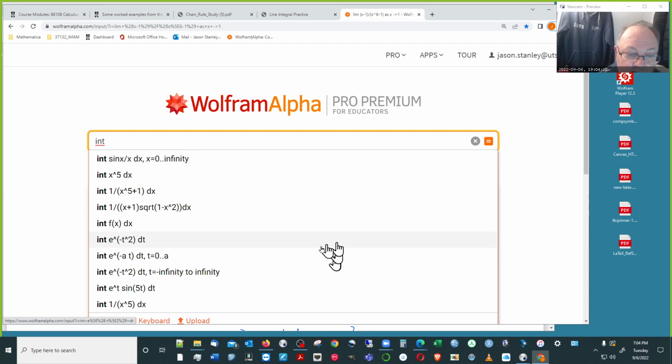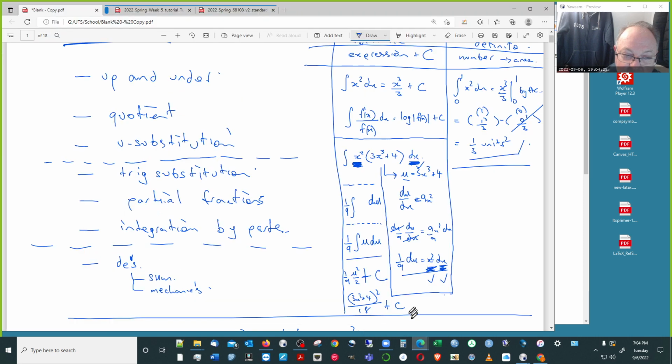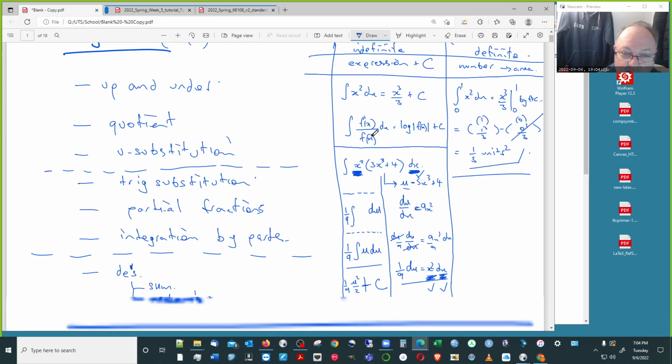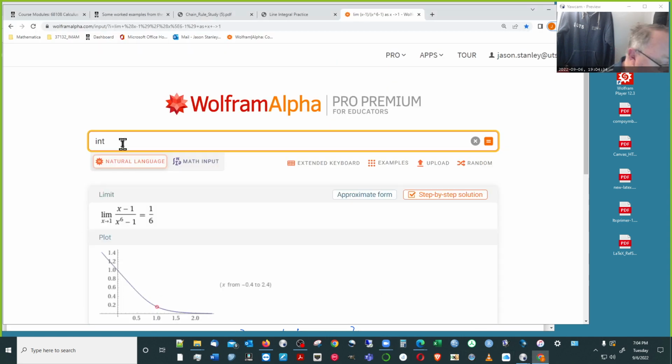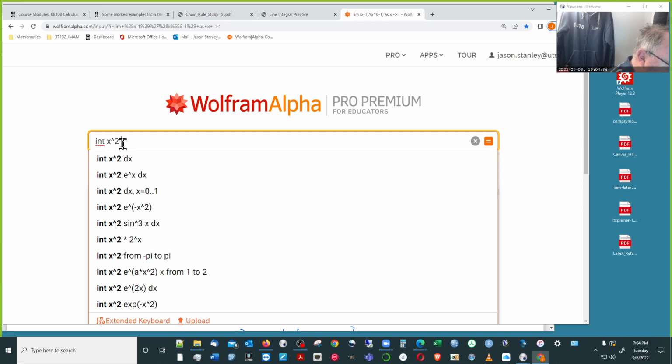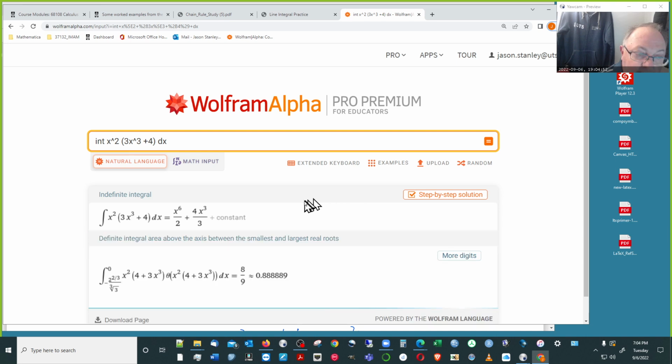And our question is, x squared times (3x³ + 4) dx, and usually that's enough. And I'll show you how to do the multiple. Let's see what that looks like, just to see if we're in the right flavour.